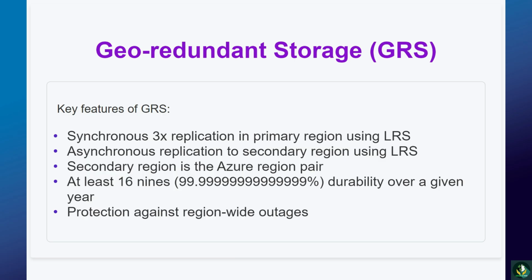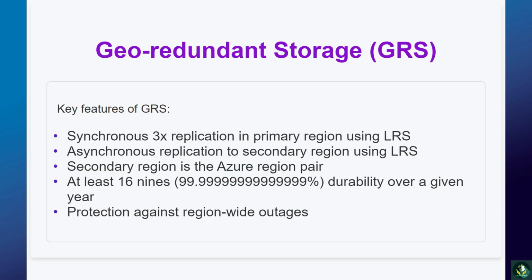In the secondary region, the data is again stored using LRS, creating 3 more copies. Asynchronous replication. It's important to note that the replication to the secondary region is asynchronous. This means there could be a slight delay between updates in the primary region and their reflection in the secondary region. While this delay is typically minimal, it's a factor to consider in your disaster recovery planning.